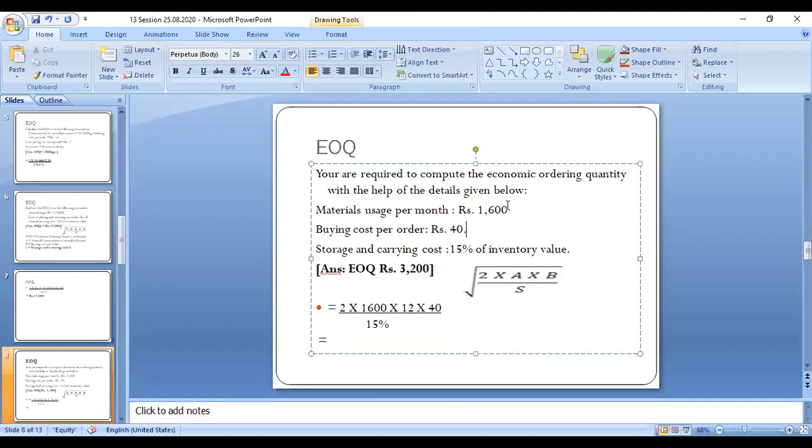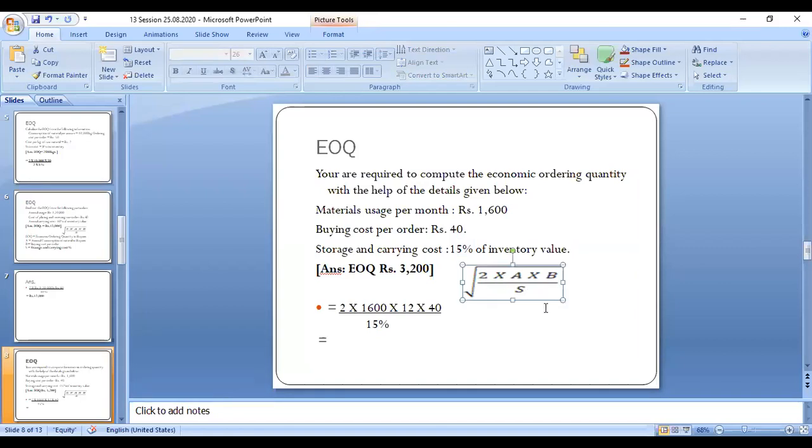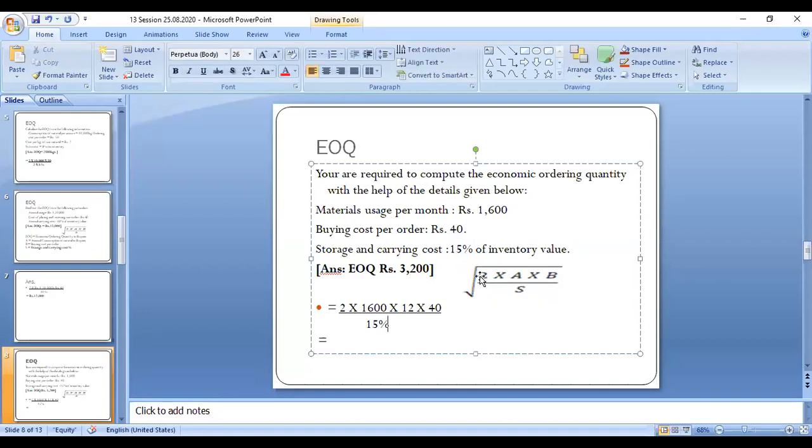The material usage is given in rupees. The buying cost per order is rupees 40, that is also given. Storage and carrying cost is 15%. You can apply this formula: root of 2 into A into B divided by S. Here 2 is the number, and A means annual requirements.